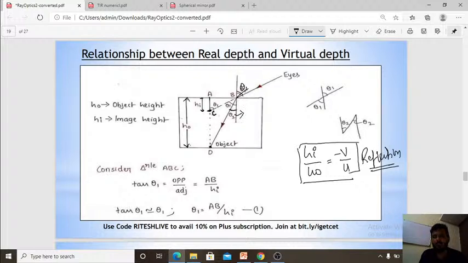So it will not be same. Theta is equal to theta. The incident and refracted angle will not be the same in the case of refraction, but it is the same only in reflection. Okay, now it is not the same.